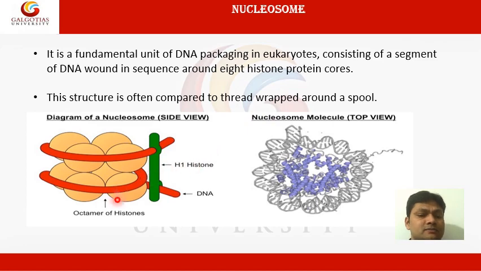In this diagram you can see the side view, in which you can see this is the H1 histone protein, these are the DNA strands which surround the proteins, and this is the octamer of the histone proteins, meaning these are the components of the histone proteins. And this is the top view, in which you can see a complete molecule of the nucleosome.